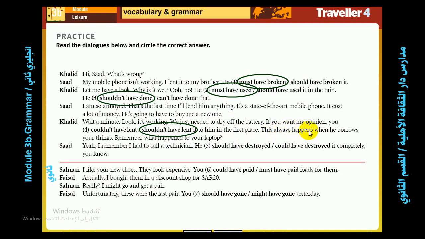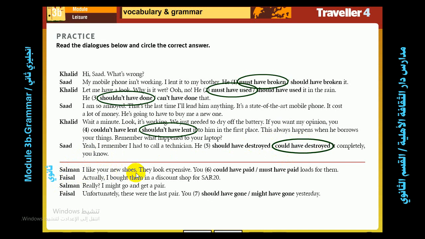This always happens when he borrows your things. Remember what happened to your laptop? Yeah, I remember. I had to call a technician. He could have destroyed it completely. It was possible in the past, but it didn't happen. You know? Now we have another dialogue between Salman and Faisal.